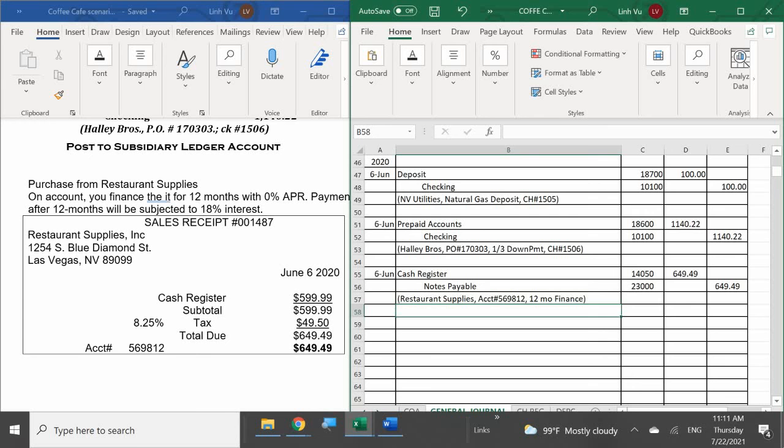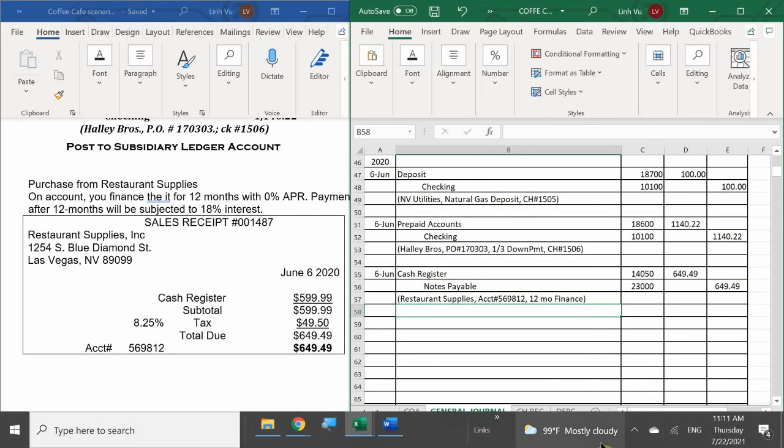So this is an example right here that I'm going to finance this item. So it's going to be considered a notes payable, because I can choose whether I'm going to pay within the year, or I could choose to extend out my payment and pay more than a year. Okay.